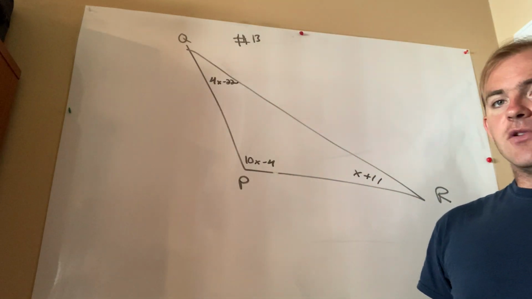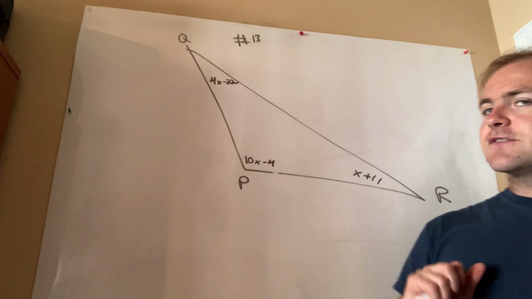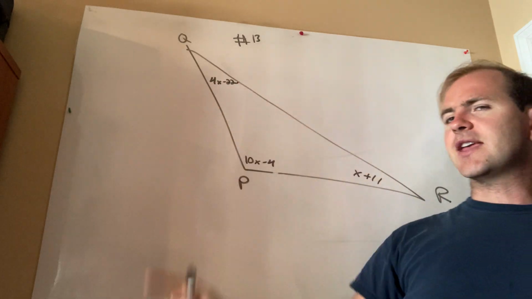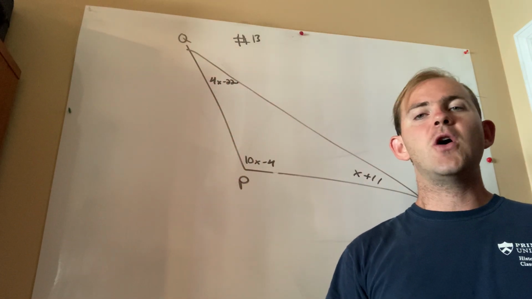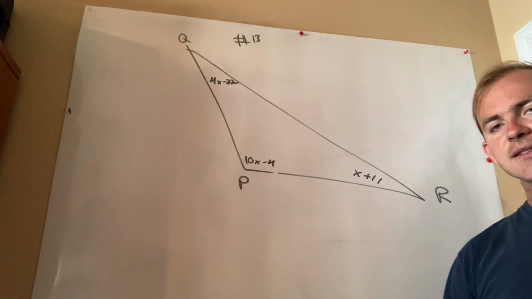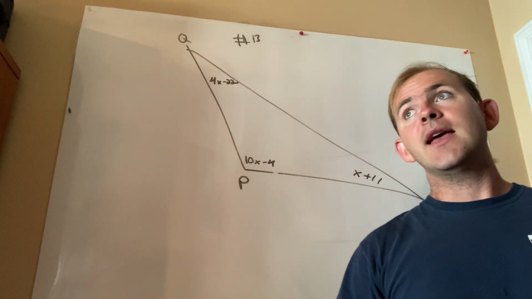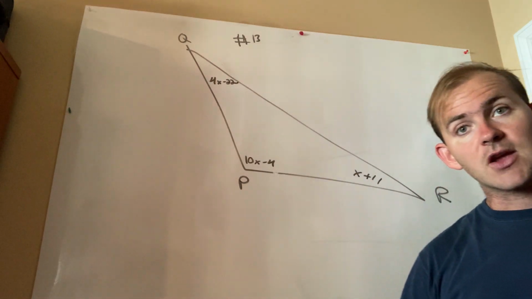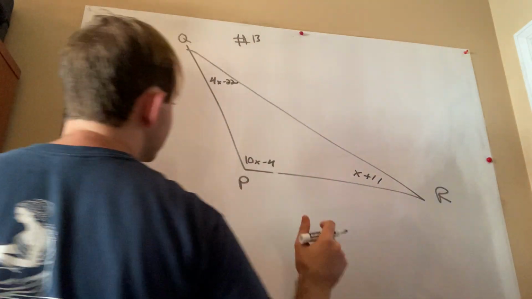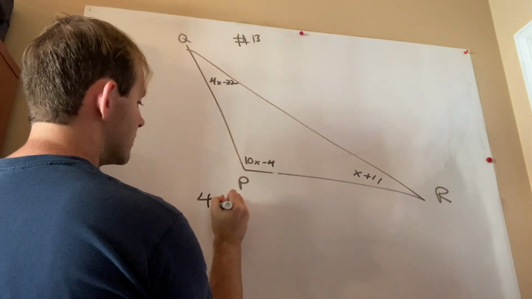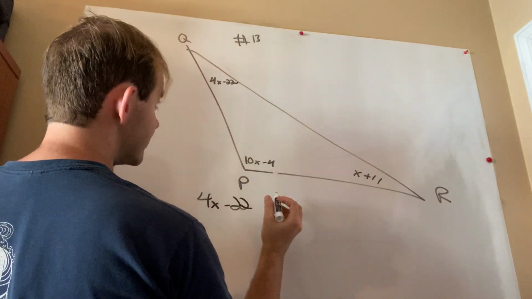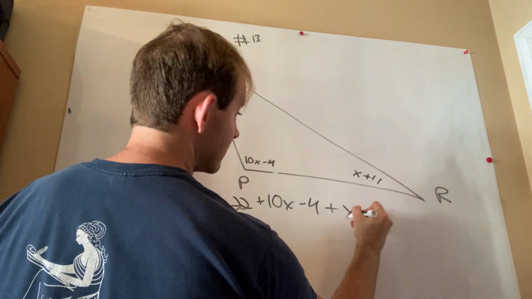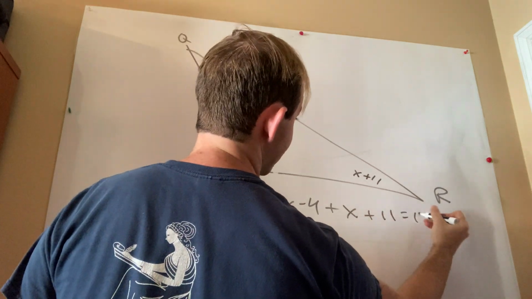Take a look at the following example, which is question number 13. Let's first identify what type of problem this is. Because I have 1, 2, 3 angles, and I have them all inside the triangle, this is going to be a triangle sum theorem problem. In other words, add the 3 expressions and set them equal to 180. Let's take a look at how that would work, okay? So I'm going to have 4x minus 22 plus 10x minus 4 plus 1x, also known as x, plus 11.